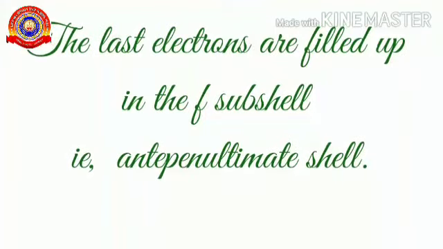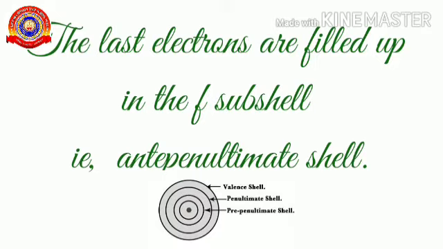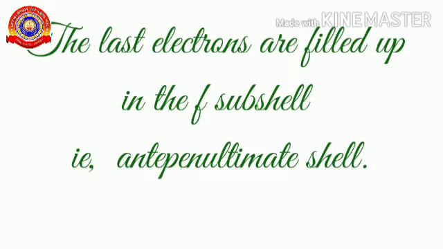Why are they called F block elements? Because the last electrons are filled up in the F subshell, that is the anti-penultimate shell. Anti-penultimate means the shell which lies inner.